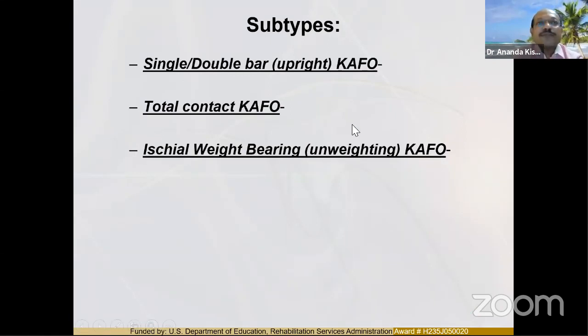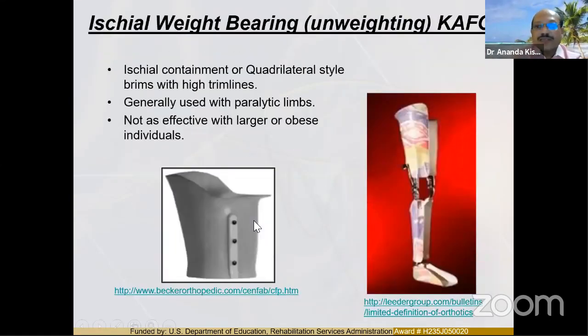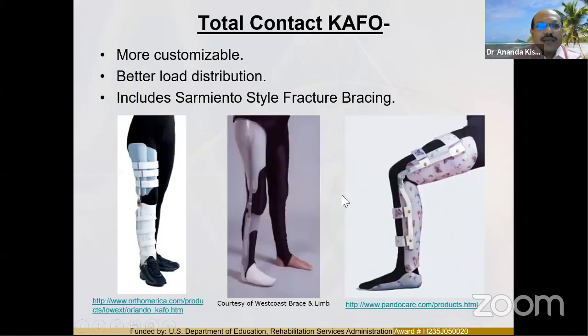Now subtypes. It may be single or double bar, total contact, or ischial weight bearing. We have to examine the upper part of the thigh corset. If there is some rigid sitting arrangement on it, that is, the ischial tuberosity sits on this, that is the ischial weight bearing cuff. I'm not going into detail because this is just an overview. You can see here this is the ischial weight bearing cuff.